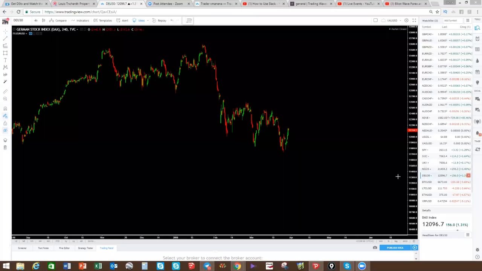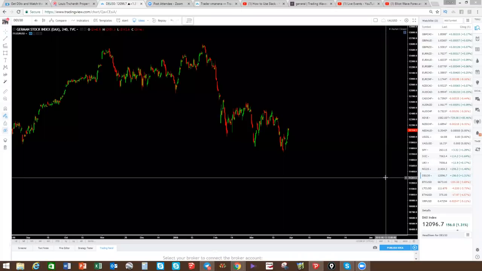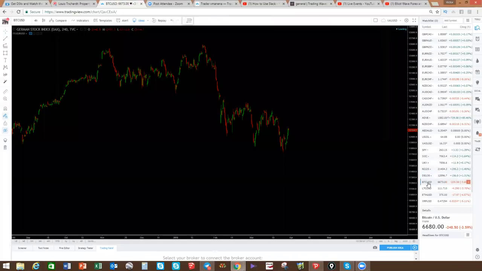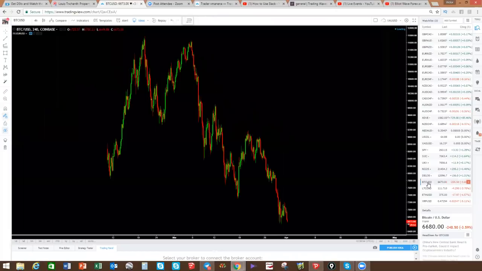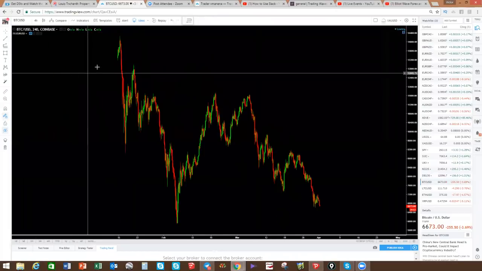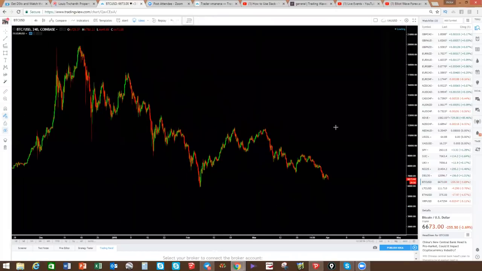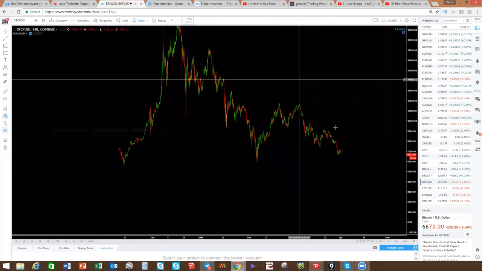Okay, so that's all the indices. Right, now let's look at the cryptocurrencies. Something very interesting happening here. Let's look at Bitcoin and the structure here. Very, very interesting.